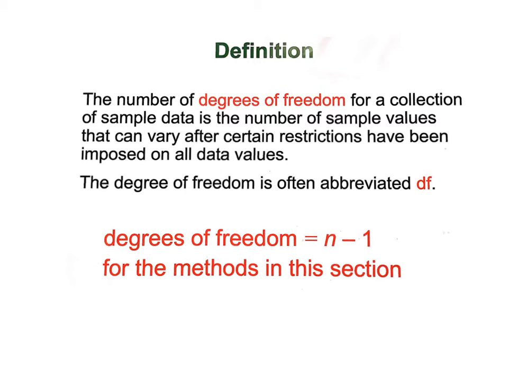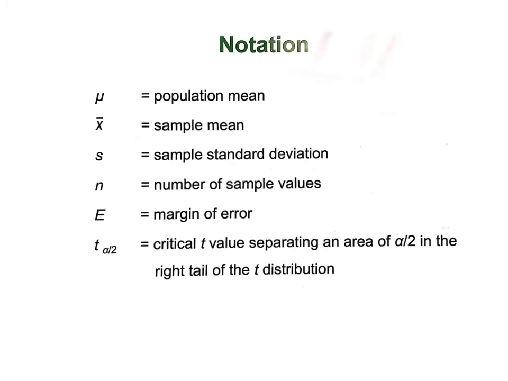Definition, this is what we just did. This is more degrees of freedom. This first thing says exactly the same thing. We're going to abbreviate it DF. It's n-1 today, and tomorrow in class, n-1 for degrees of freedom. All right, notation. There are the letters. You should know all these. Mu is population mean, x bar is sample mean, little s is sample standard deviation, n is how many values there are in the sample, big E is margin of error, and we're going to use t-crit instead of z-crit when we're looking for population means.